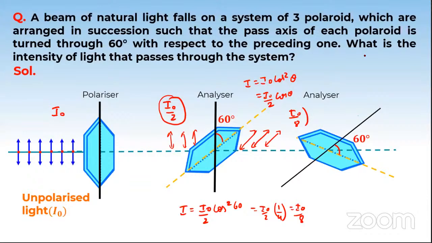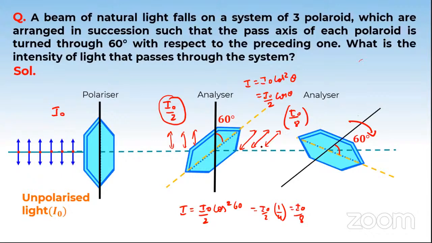Now can you tell me what will be the final intensity after the same light passes through one more polarizer? When the light with an intensity of I naught by 8 passes through this polarizer, can you tell me what is the intensity? Yeah, that's correct, Gunesh. Good. Who will tell me very quick? Correct, Nikita. Good.